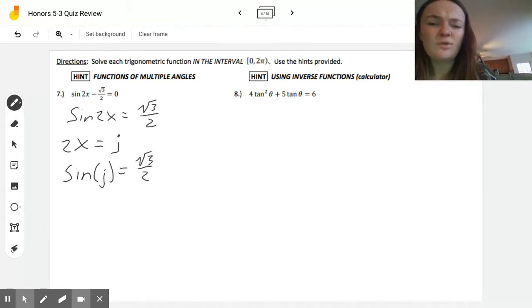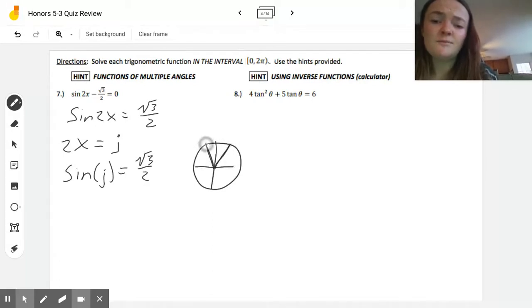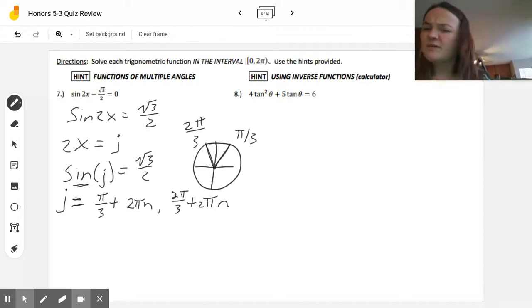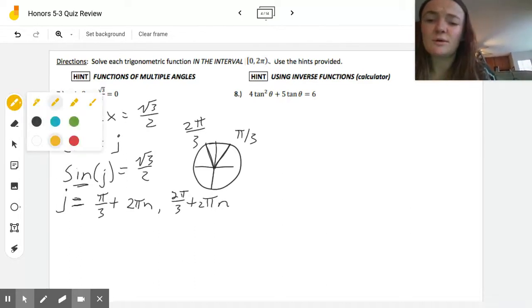So what I really want to know is, when do I have a y value of radical 3 over 2? That happens here. It happens here. It happens at pi over 3, and it happens at 2 pi over 3. And so j, generically speaking, is going to be pi over 3 plus the period, which is 2 pi n, and 2 pi over 3 plus the period, which is 2 pi n. But I'm not solving for j. I'm solving for x. So what I want to do is replace j with what it is.